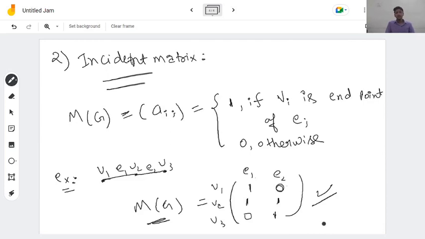Okay, so I hope you understand what the incident matrix is and what the adjacency matrix is and how we find them.